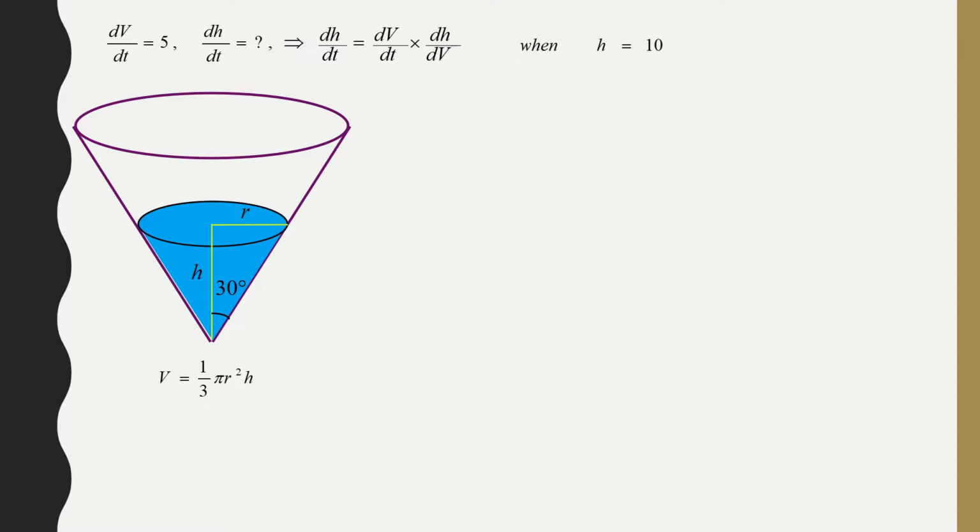Since we have two variables on the right side, we cannot find dV over dH. So we must substitute r in terms of H. Then we get V in terms of H. From this diagram, we draw out the right angle triangle. Then we have this right angle triangle with the angle 30 degrees here.